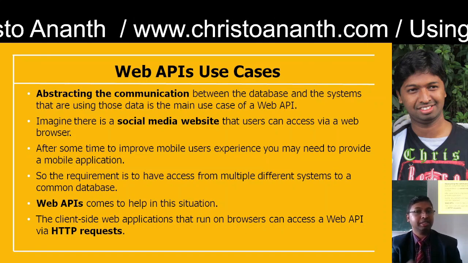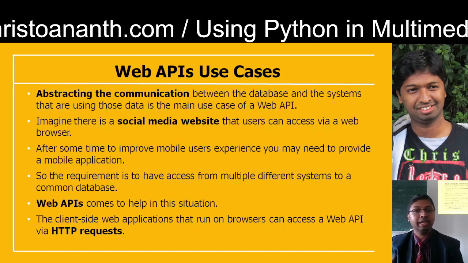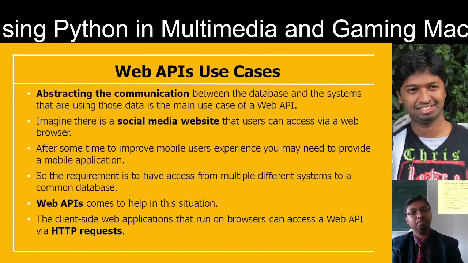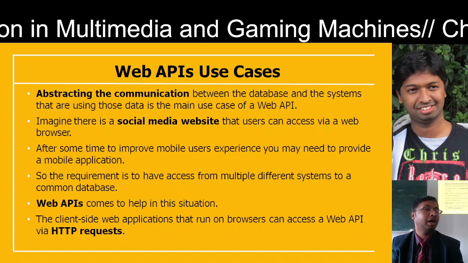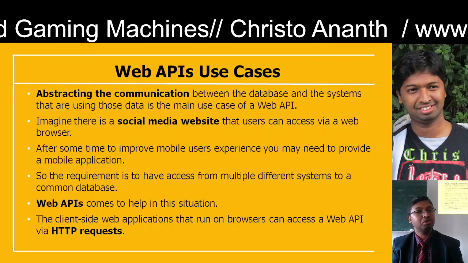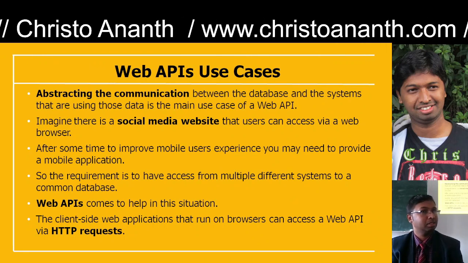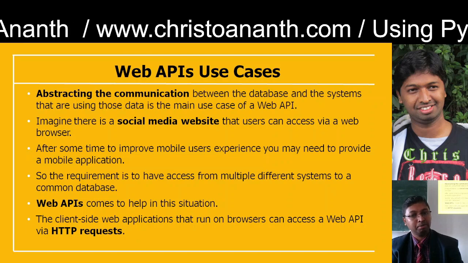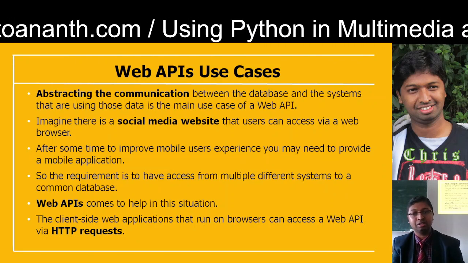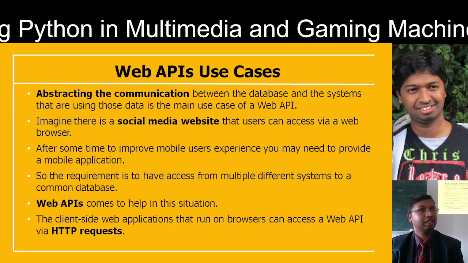Imagine there is a social media website like Facebook or Twitter that users can access through a web browser. After some time, in order to improve the mobile user experience, you have to build a mobile application. The requirement is to have access from multiple different systems to a common database. This is the reason we use a web API, where the client-side web application running in the browser can access the web API through HTTP requests.